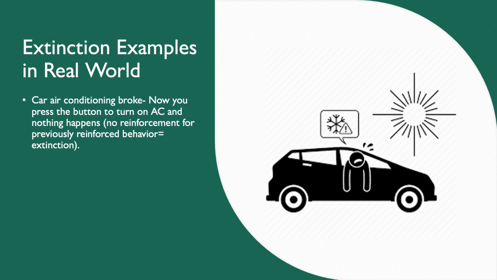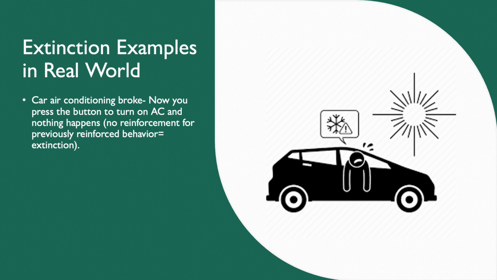This happened to me, sadly, this week, where I got into my car, I went to turn my AC on, and unfortunately, my AC was broken. So I would press the button and the AC would not turn on. And this is an example of extinction because traditionally, when I get into my car, I press the button for turning on the AC and the AC turns on. Now I got into my car, I'm pressing the button and the AC is simply not turning on.